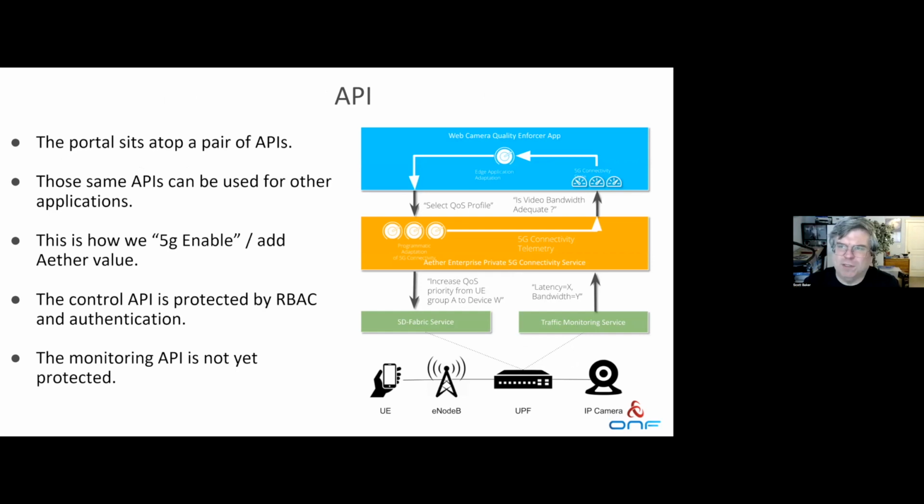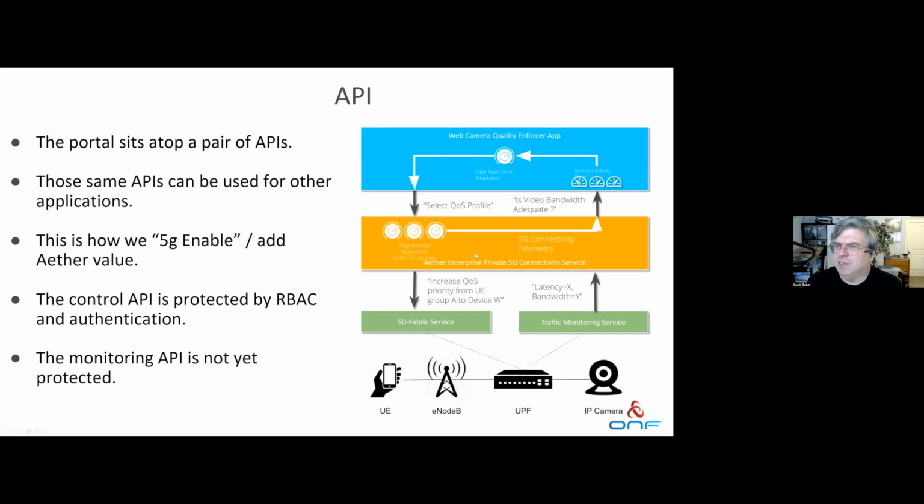Now, the portals, they speak to a pair of APIs for control and monitoring that are also available to other consumers. So on the previous slide, I talked about how we have our own GUI and our own CLI, but other developers can come and implement their own controller and put it on the top and speak those same APIs that we use for our own portals. And this is how you would 5G enable a legacy application.